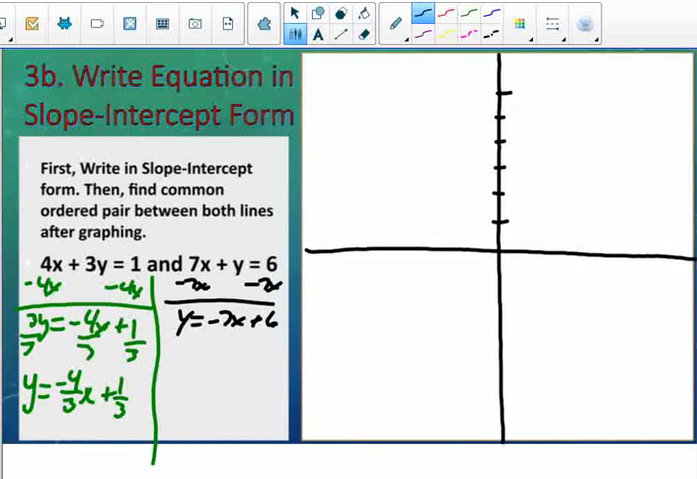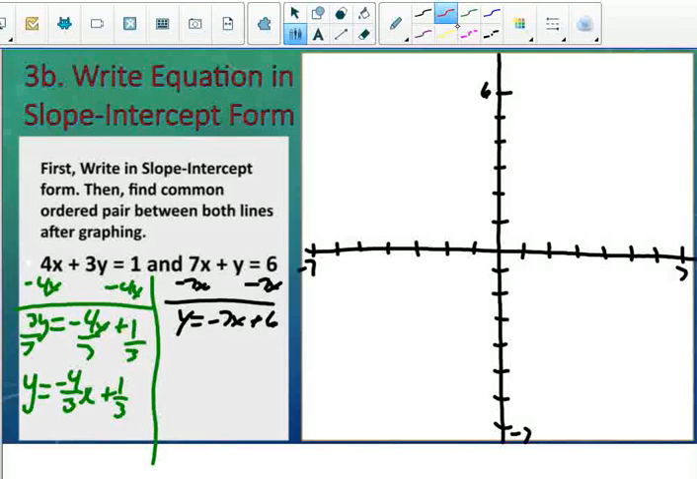And then we'll go 1, 2, 3, 4, 5, 6, 7. 1, 2, 3, 4, 5, 6, negative 7. And we'll go down 1, 2, 3, 4, 5, 6, negative 7. Now we can plot our points.